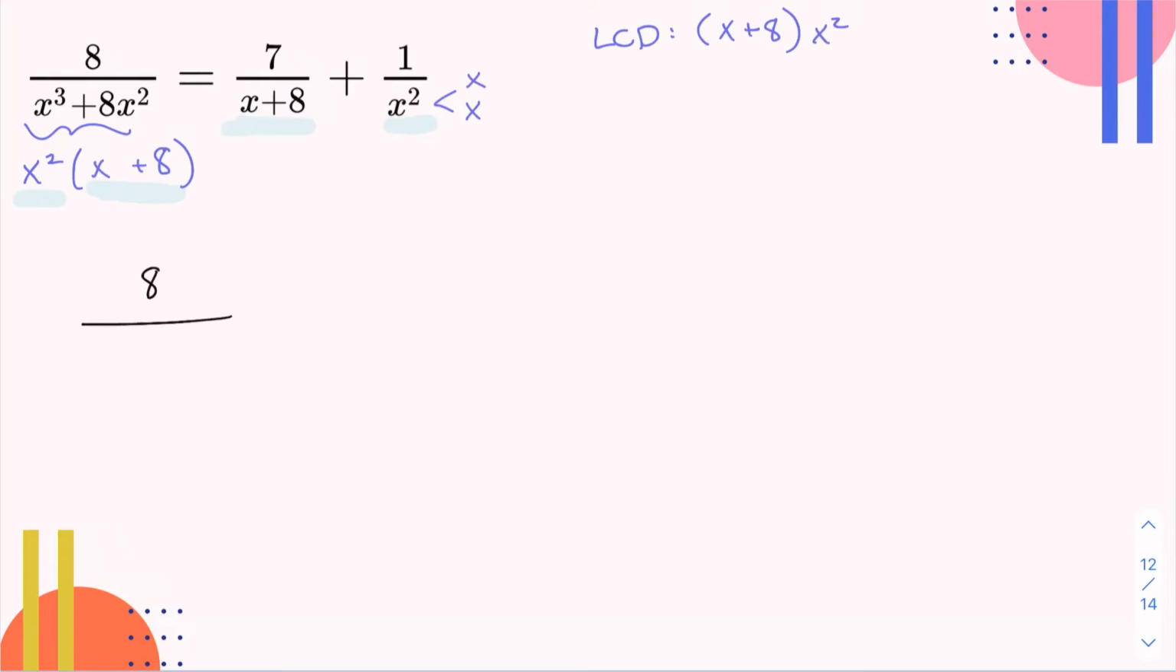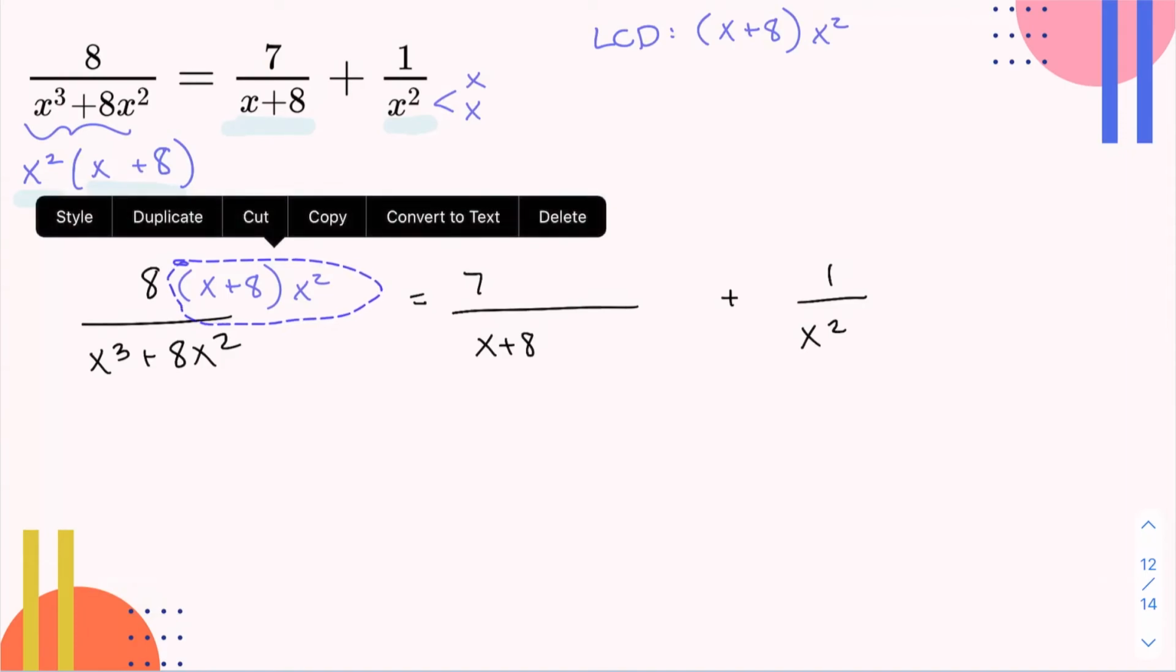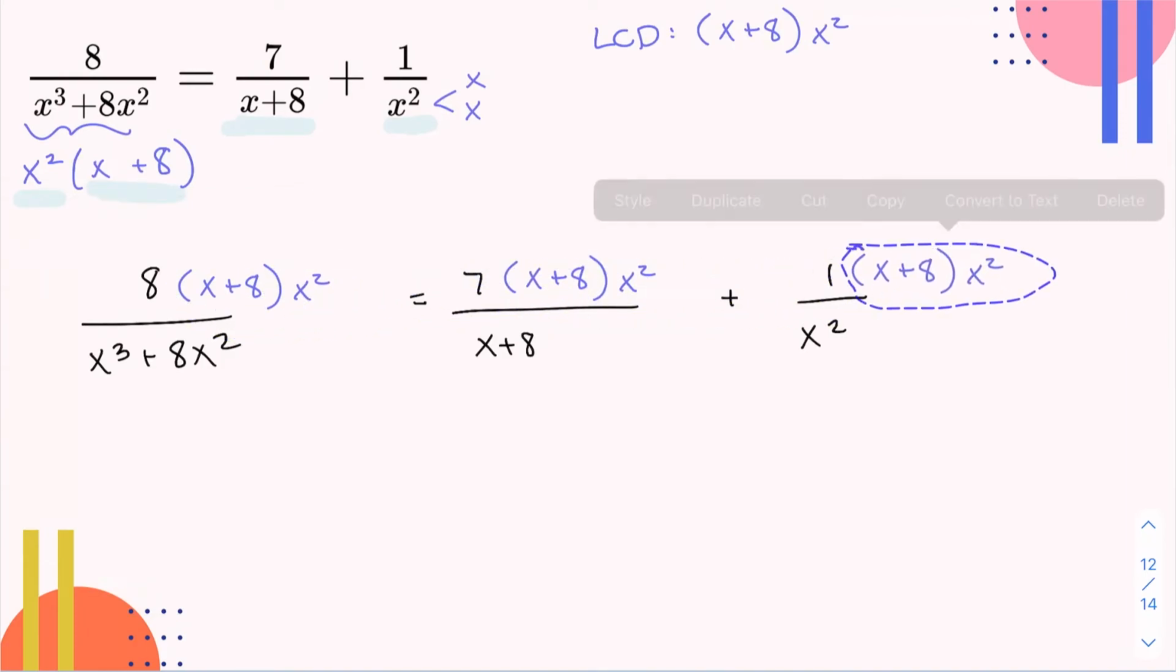So let me rewrite the equation. This is how I do these. I rewrite the equation, give myself lots of room to grow, and then I'm just going to multiply every single term by the LCD. And I'm just going to cheat here. But it's really that easy. I'm basically just copying and pasting the LCD to each numerator because that's what you do.